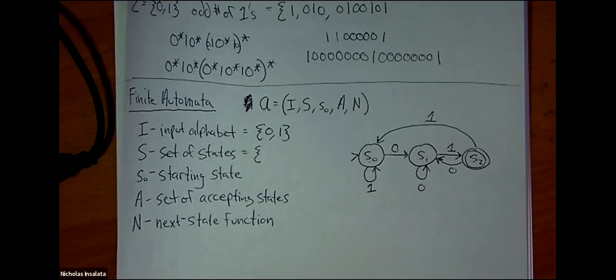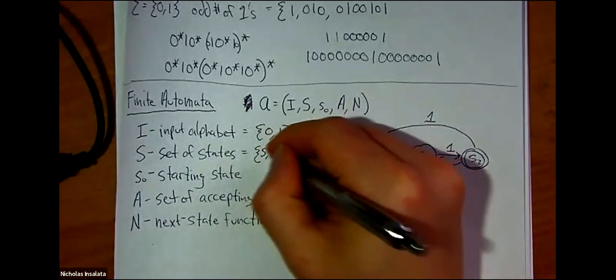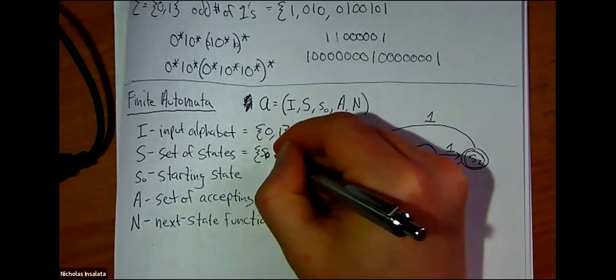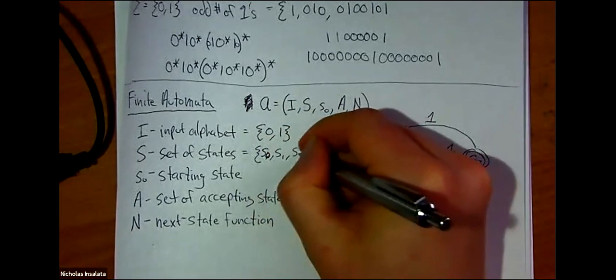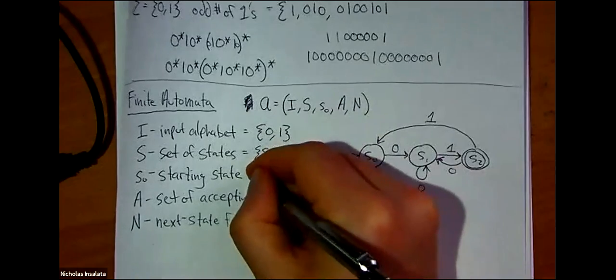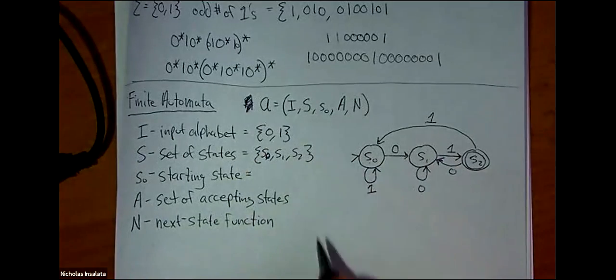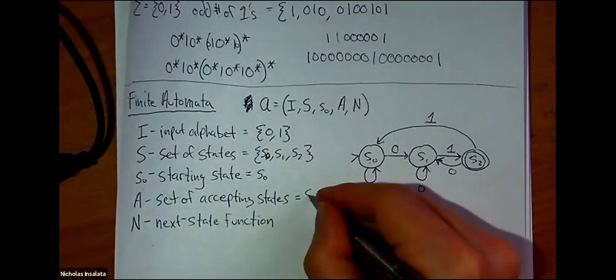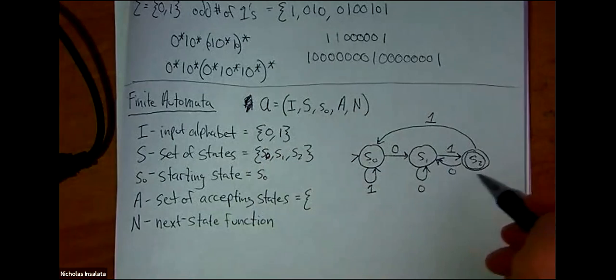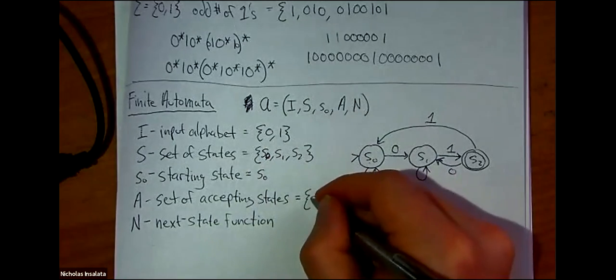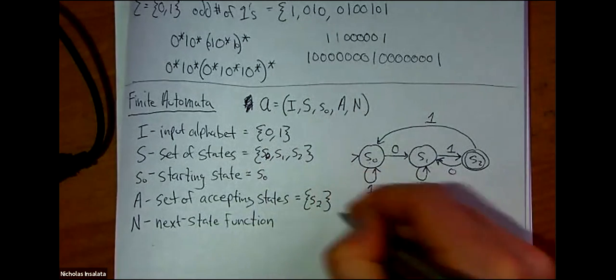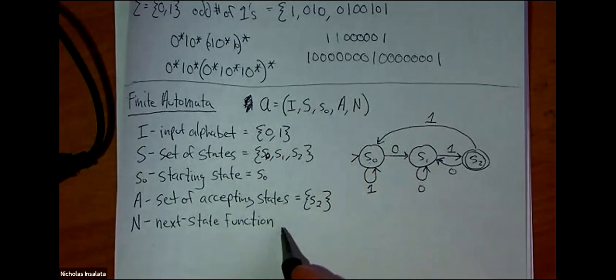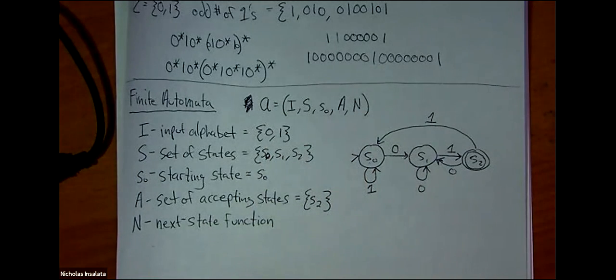Okay, I'll help. No, not 0, 1. It's the circles, S0, S1, and S2. My starting state is going to be S0, as it's described here. The accepting states are indicated by the double circle. So S2 is the only accepting state. And the next state function is going to be described by a table.